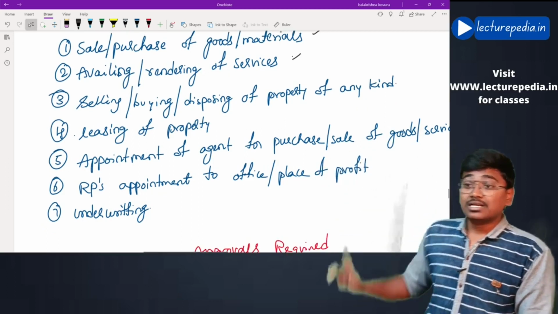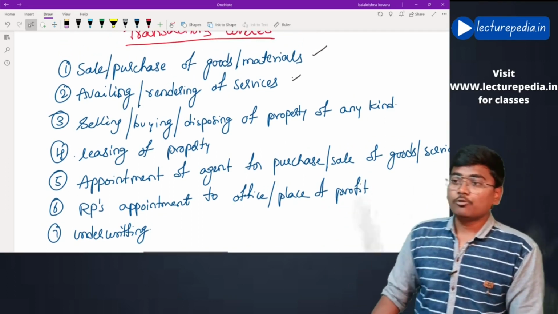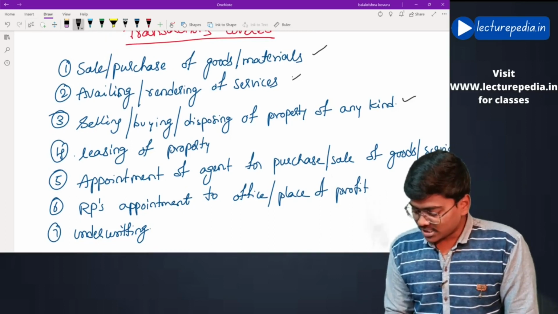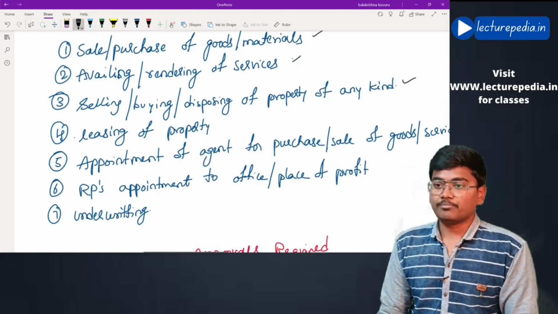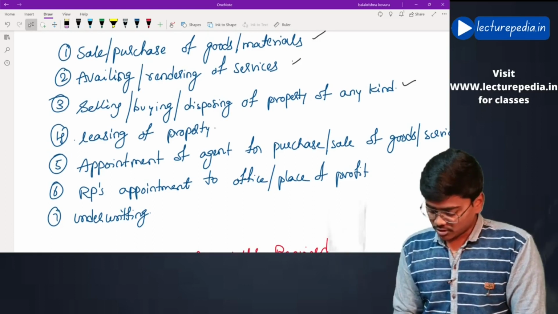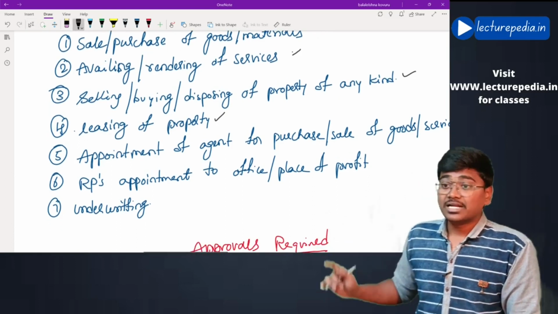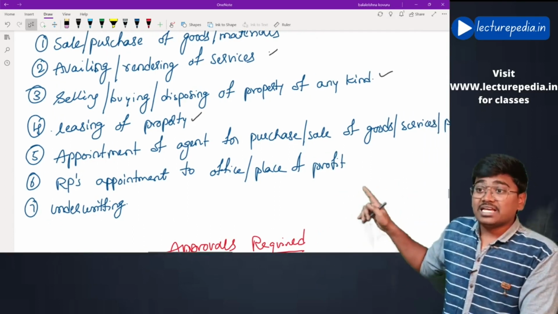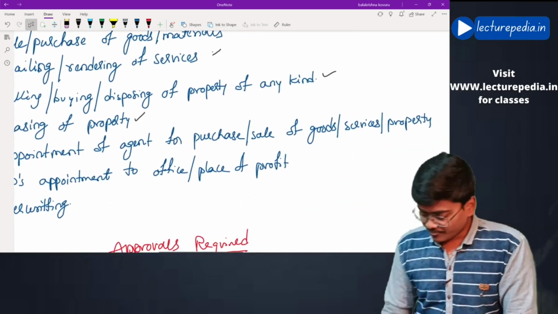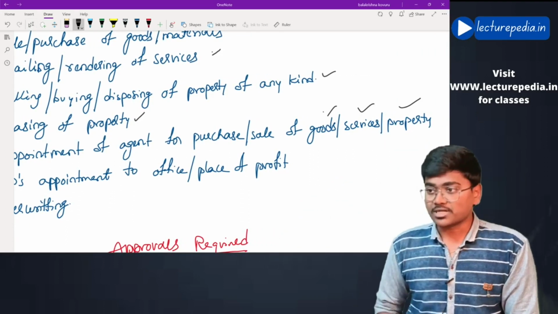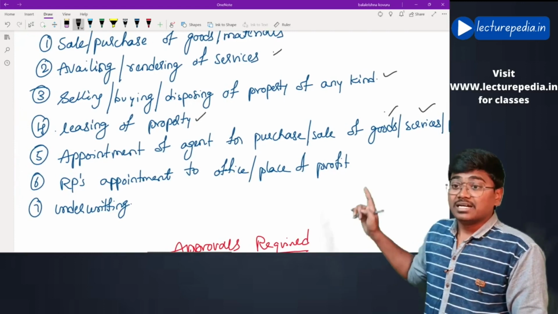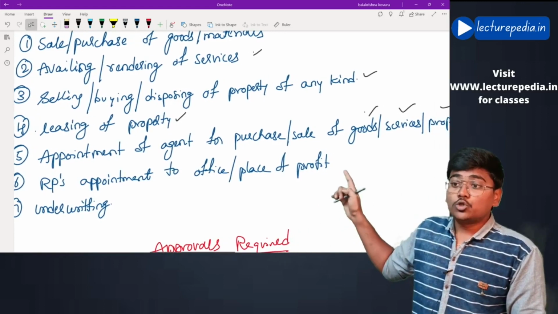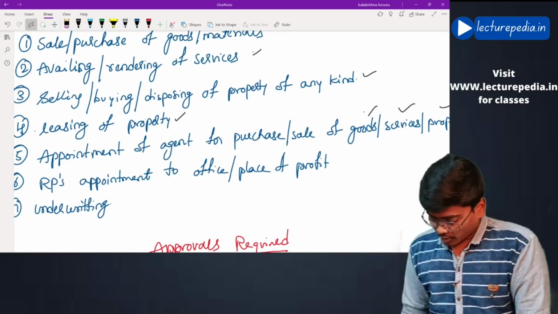Next, selling, buying, disposing of any property of any kind. Third one is related to fixed assets of the company. Next, leasing of company property, which is also related to assets of the company. Next, appointment of agent for purchase sale of goods, services, and properties. Okay. Next, related parties appointment to office or place of profit.